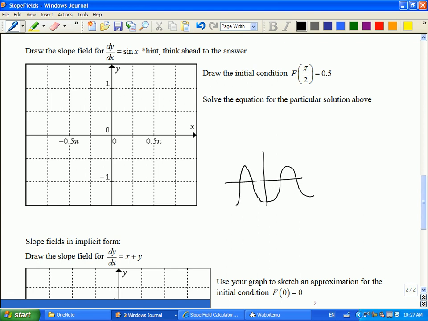Same thing on this side. Oh, sorry, hang on. So this would be my negative cosine graph that I'm using. And I'm then going to use that to think about what the slope is. So here the slope is 0. So let's take that one there. And we'll say, okay, all the way along here, the slopes are going to be 0.